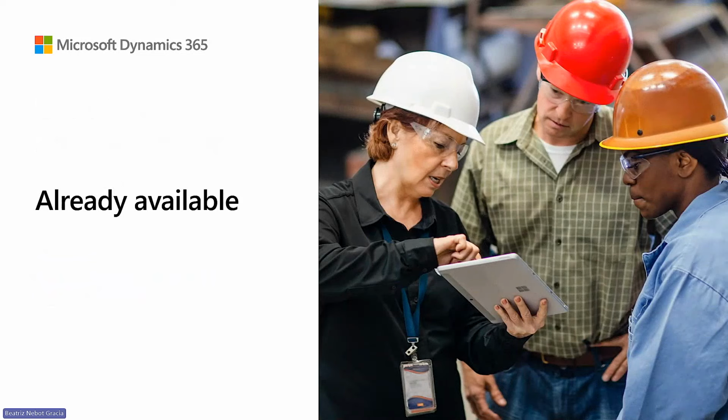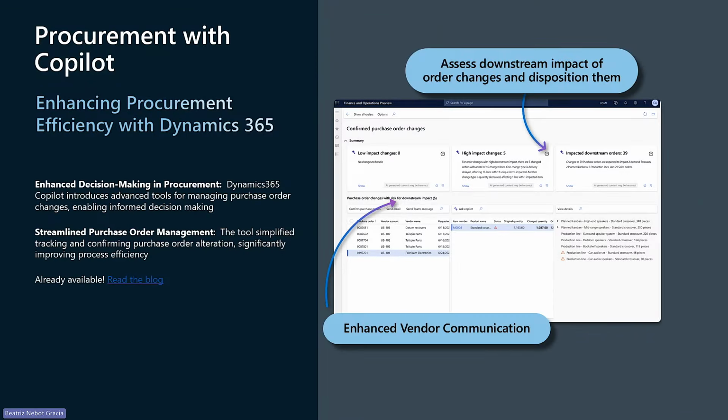So starting with the first ones that are already available, just to bring you awareness of it, we already have a confirmed purchase orders workspace that is already available in the app. With this, you can have enhanced decision-making in procurement. The idea is that instead of having all your changes in different places, you have one workspace that gives you that view with all the changes coming. And if you have the address for that vendor, you can even send communications right away.